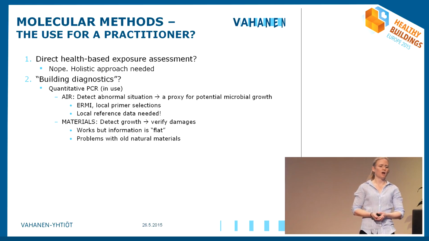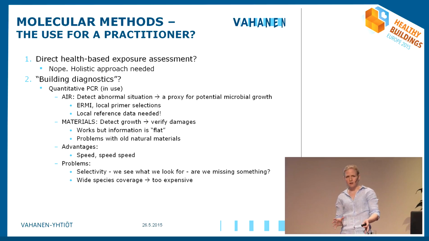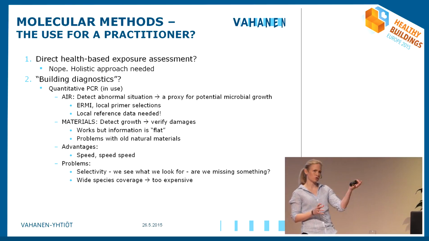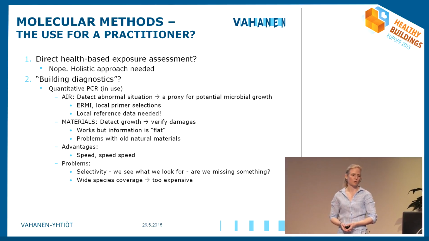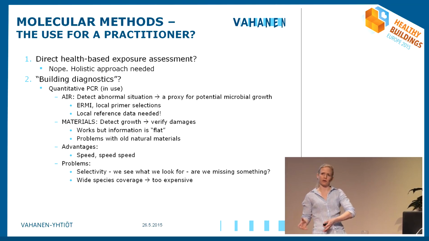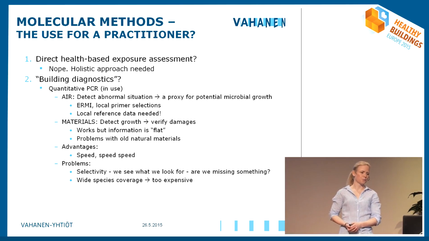There is this ERMI tool, and other alternatives need to be fixed a little locally if you want to start using them. They can be used for material samples to identify or verify microbial growth or damage there, or to sample air and verify an unexceptional situation with the airborne microbes. When you deal with materials, there are some problems with old organic materials because they contain loads of microbial DNA by nature. They are usually organic insulation materials and so on.